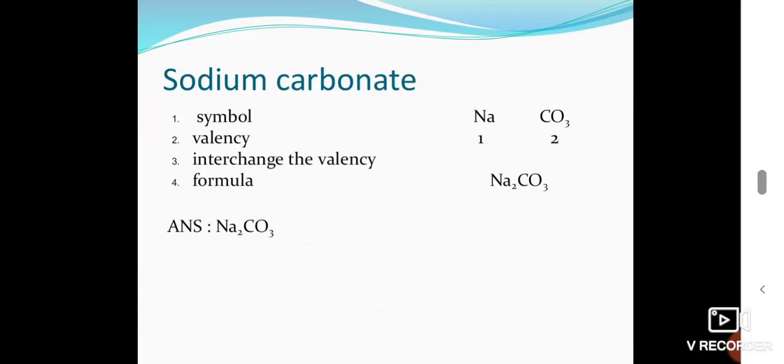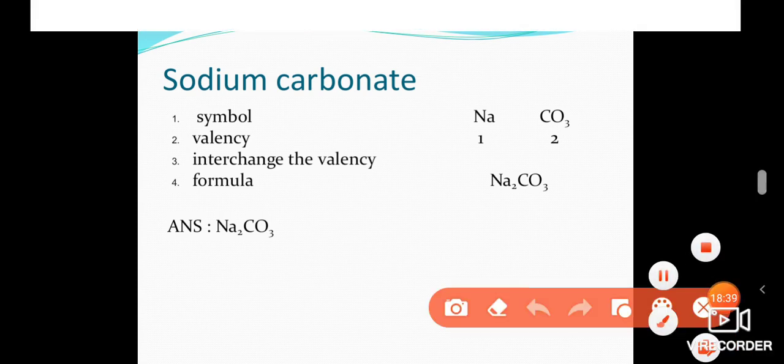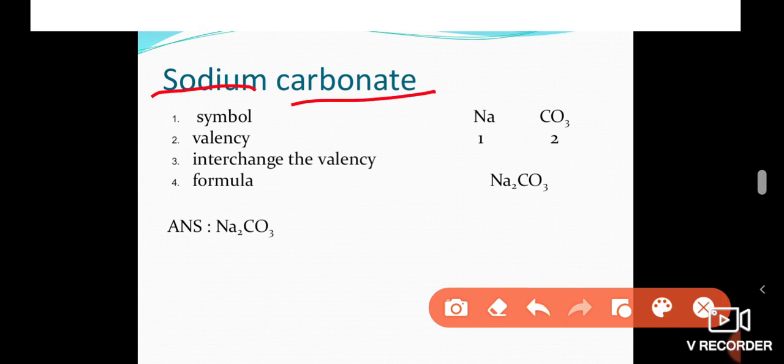And next, sodium carbonate. So what is the symbol for sodium? Na. What is the symbol for carbonate? CO3. First learn the table well. If you learn it very well, you can easily create the formula, otherwise it is difficult. So symbol for sodium is Na. Symbol for carbonate is CO3. Valency. Valency of sodium is 1. Valency of carbonate is 2.